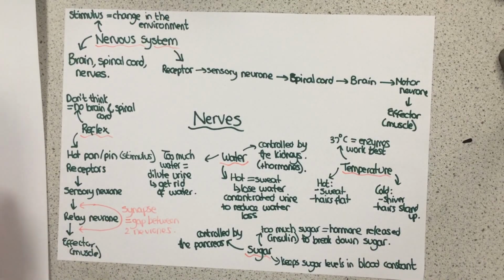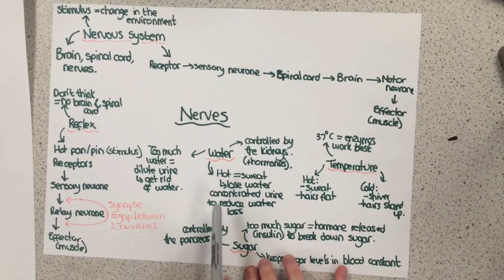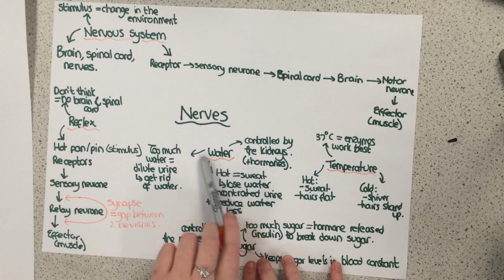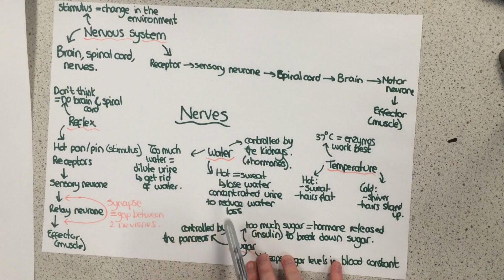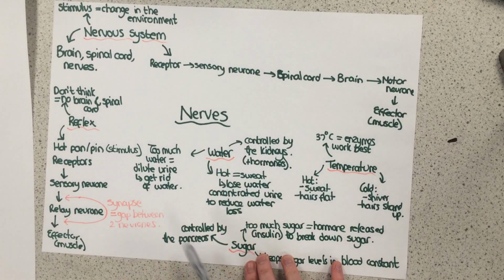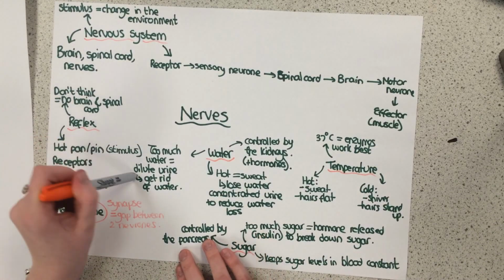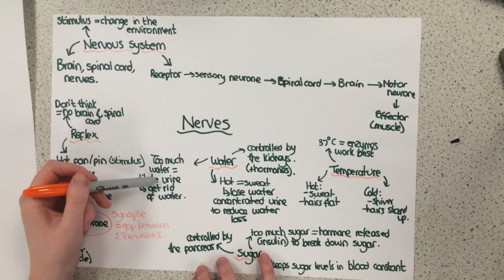Now, your nerves are also really important in controlling other things in your body. For example, water. So, if there's too much water in your body, i.e. from drinking too much or not sweating, you would have really dilute urine. So if there's too much water in your body, your urine would be really dilute, which means it would contain lots of water.